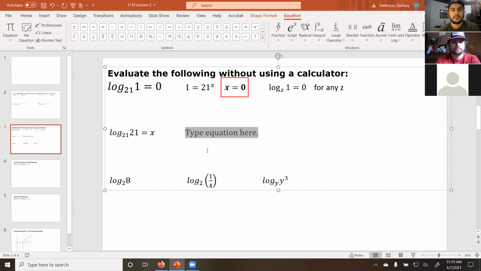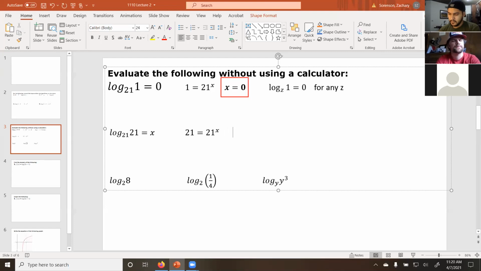(21) equals 21 to x. Okay, and now we kind of think to ourselves again, okay, 21 to what power gets back 21? What would I have to take that power to return the exact same result? 1. Yep.